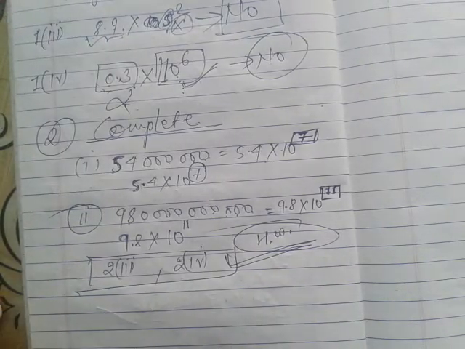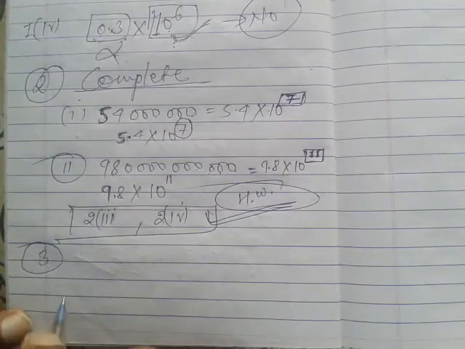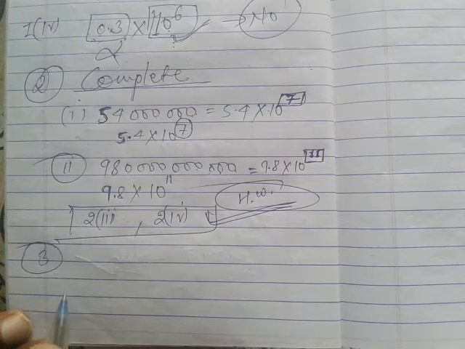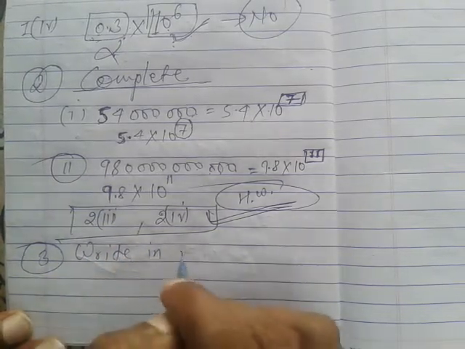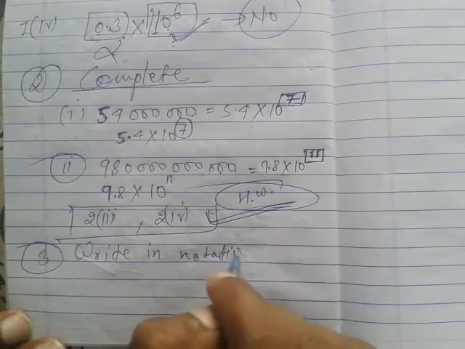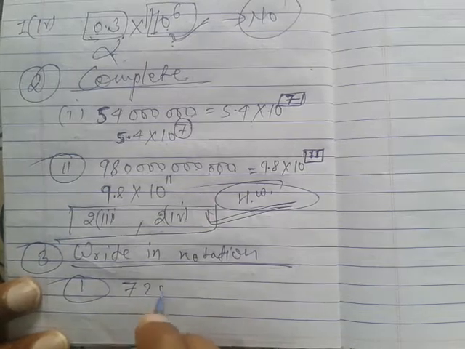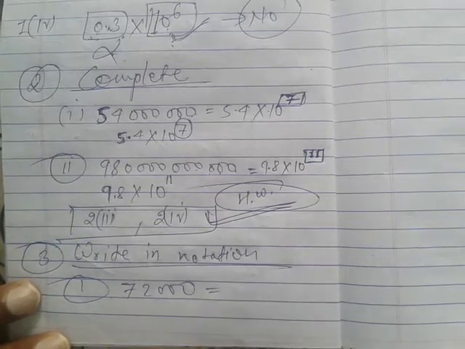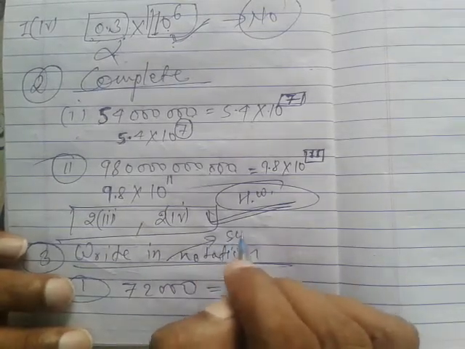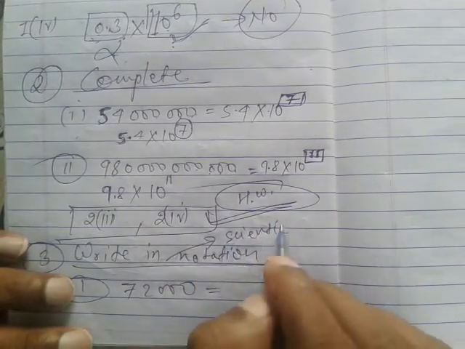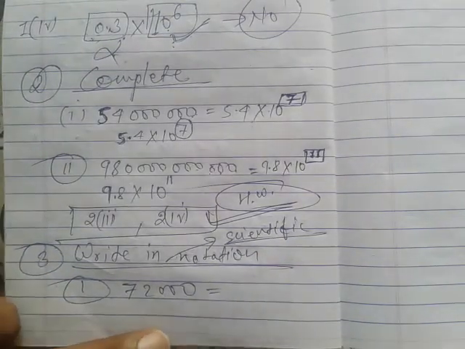Okay, next is question number 3. Write in scientific notation. The first number is 72,000. How can we write this number in scientific notation? So write this number in scientific notation.